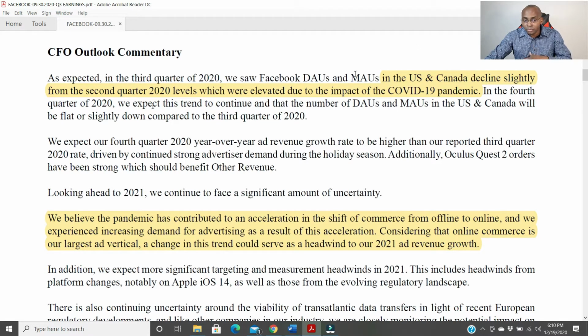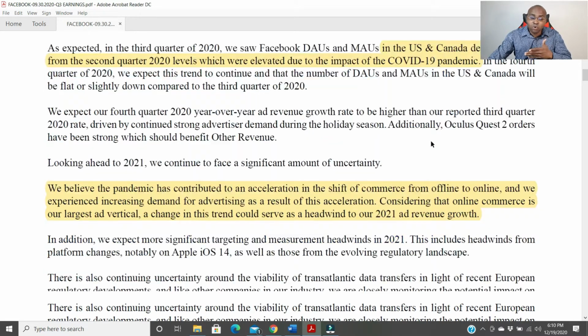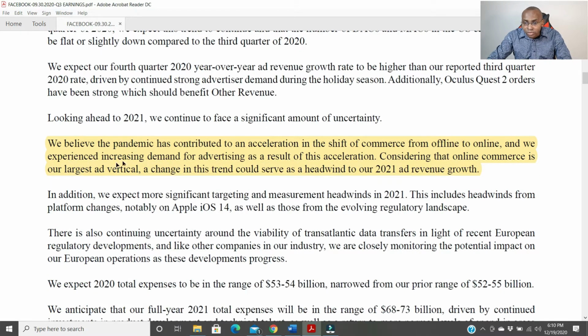Quick run through. He's saying that they had a slight decline in quarter 3 when compared to quarter 2. That is expected, and he's saying it's a result of COVID. Nothing's wrong with that. However, he's saying that since corona, we have seen an increase in traffic in terms of online activities and advertisements. Everybody wants to start an online business. Everybody wants to advertise through Instagram, Facebook, and you know that Facebook also owns WhatsApp. So there's a lot of activity going through since the whole corona thing.